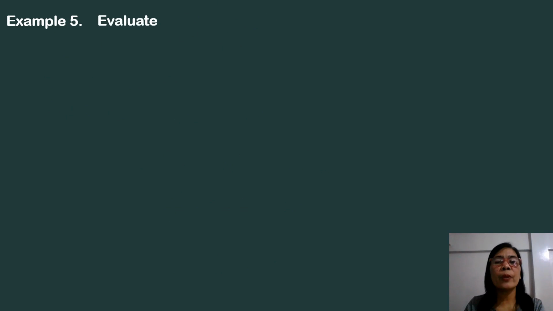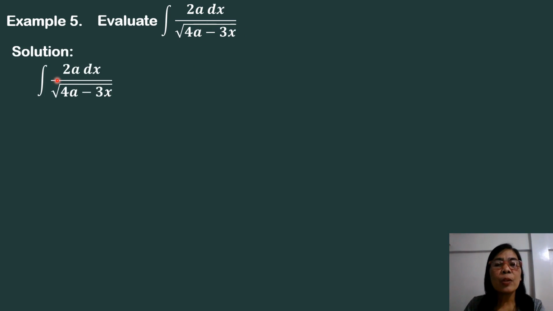In the next example, we are to evaluate the integral of 2a dx all over the square root of 4a minus 3x. This factor dx tells us that the variable of integration is x and that all the other letters in the integrand will be treated as constants. That means a in here is a constant. So we start our solution by noting that since 2 is a constant and a is a constant, 2a is a constant factor, and we could apply the second property of indefinite integral.